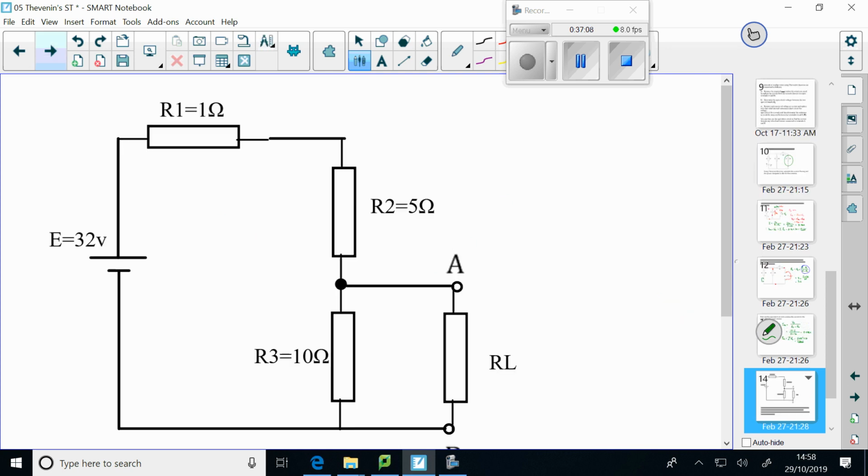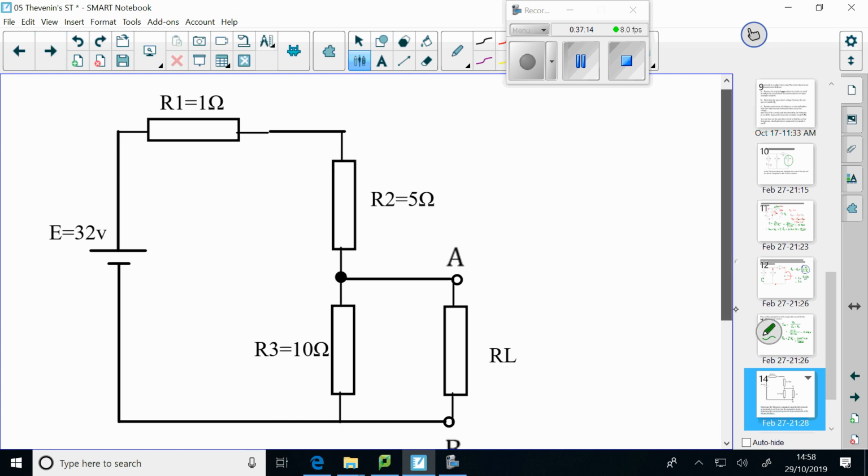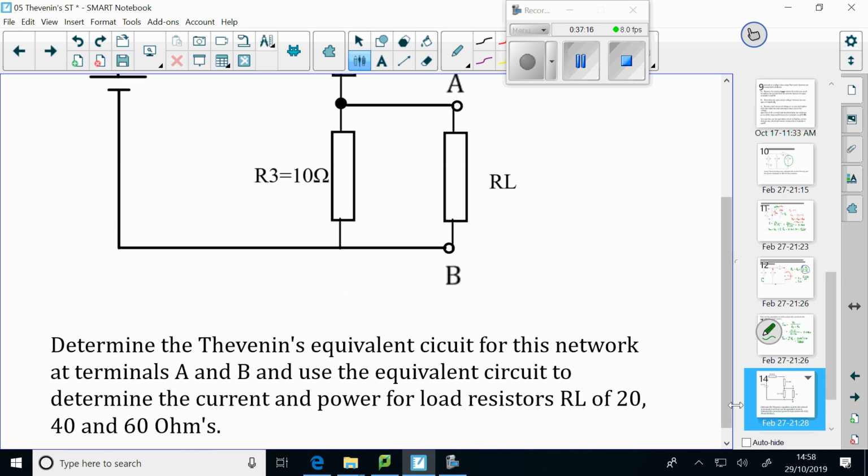So on the next page, there's an example for you to have a go at. Determine the Thevenin's equivalent circuit for this network, terminals A and B, and use the equivalent circuit to determine the current and power for load resistors RL of 20, 40 and 60 ohms.